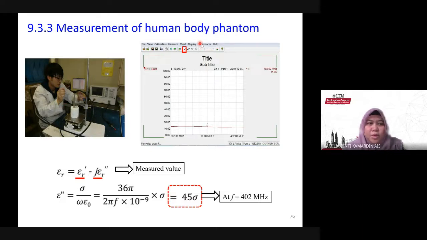For example, this is a human body phantom. So this is the value of epsilon prime at 402 megahertz. So we receive a value of around maybe 12 there. Okay, and then basically the measured values will be epsilon prime and epsilon double prime. So for the conductivity, we can get the value using this expression here. So from the epsilon double prime, we can get the conductivity values at the specific frequency.